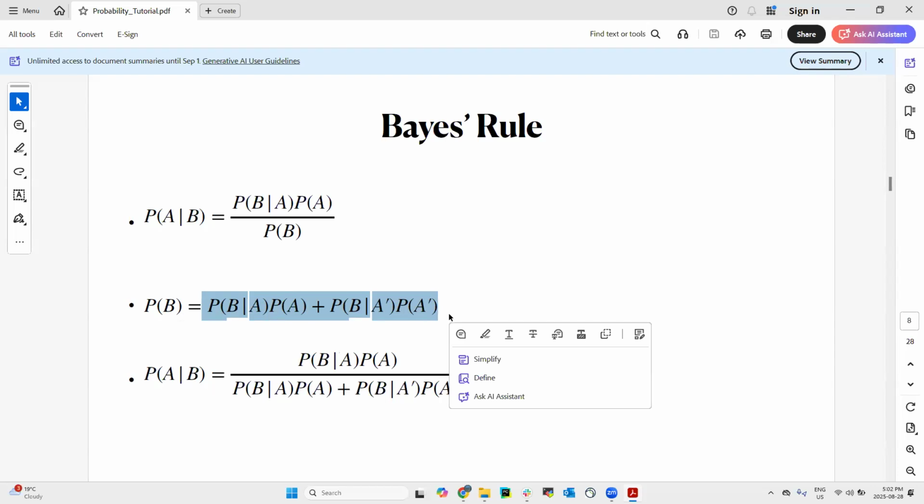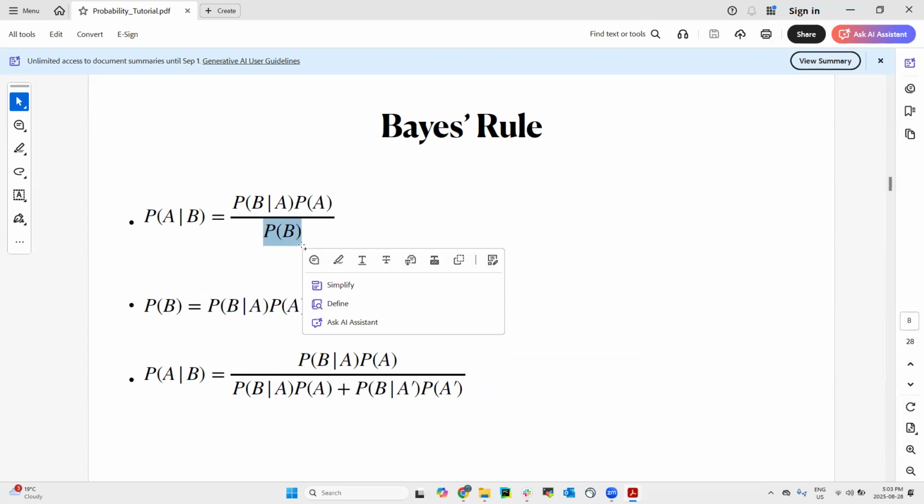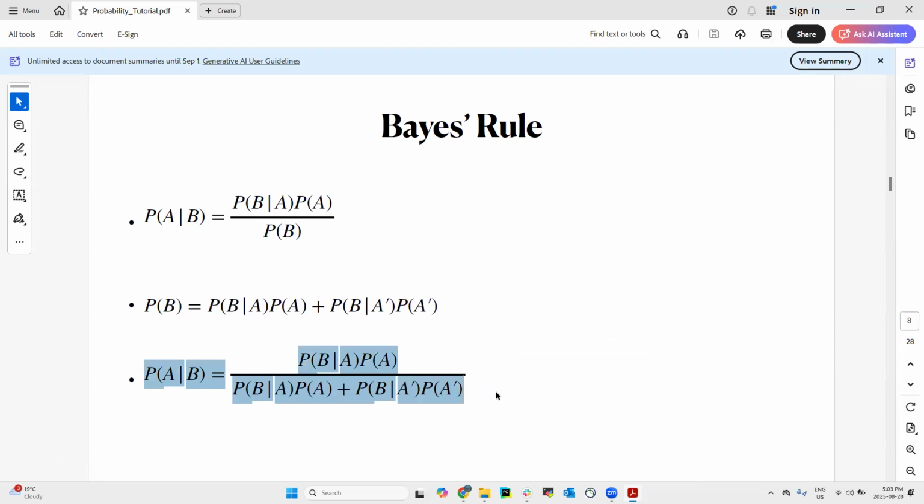If we had more than two disjoint events, we would add other terms here, like P of B given A1 times P of A1, plus P of B given A2 times P of A2, plus P of B given A3 times P of A3, and so on and so forth. That is also a very helpful probability law because in many cases, as I said, it's not easy to find the probability of the evidence right off the bat. So you need to factorize it in this way. And then the final formula that we get is going to look something like this.